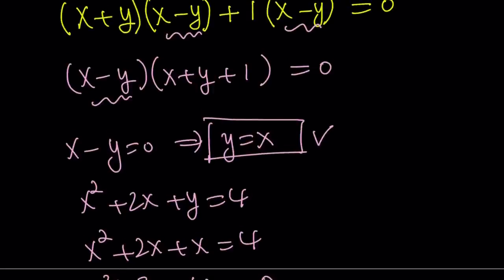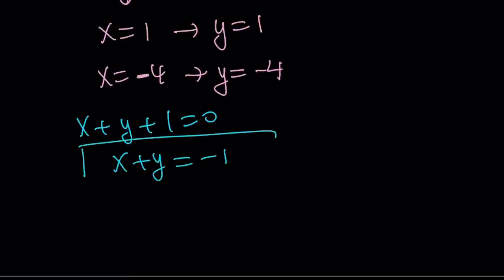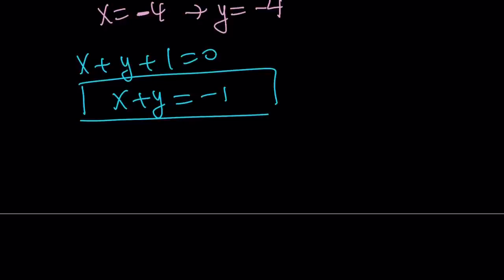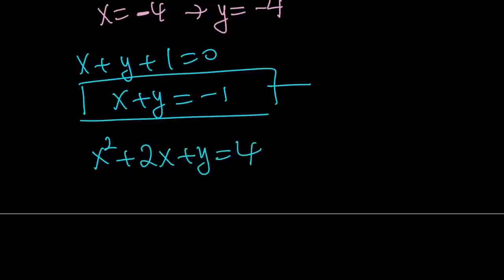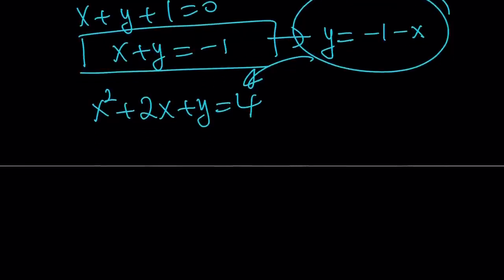The second case comes from the other factor, x plus y plus 1 is equal to 0. If x plus y plus 1 is equal to 0, this means x plus y is equal to negative 1. So this is another equation that I should be using. And if you substitute that into one of the equations, again, I'm going to use the top one, x squared plus 2x plus y is equal to 4. From here, I can isolate y and write it as negative 1 minus x, and I can just go ahead and substitute that into my equation.